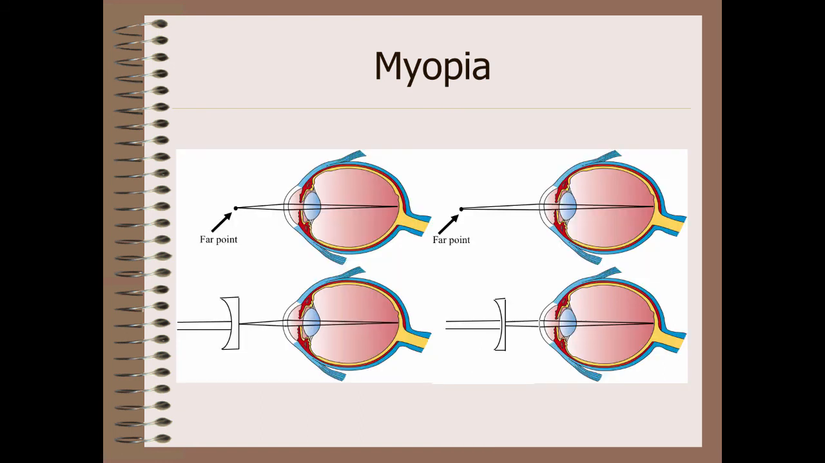Here, you can see that if a person's myopia is really bad, that person's far point is going to be much closer to the eye than a person whose myopia is less severe. For the more severe myopia, it takes a thicker lens to extend the far point even further.